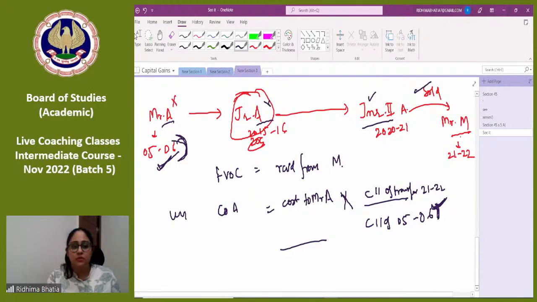Preeti, is it clear? You want to note this example? Take a minute and note. There is just one gift exception, which is for ESOPs. ESOPs' full taxability will be explained in the next class. Okay?